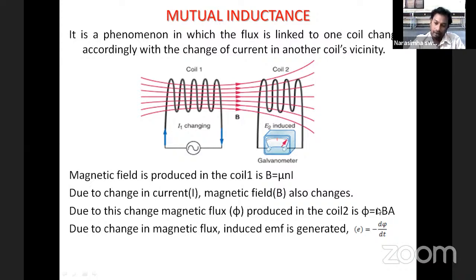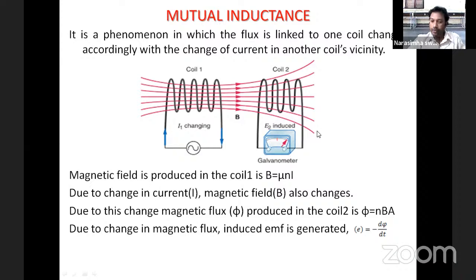So the magnetic field is changing, and due to the change in magnetic flux, induced EMF is generated. This is an expression that we know, Faraday's second law: E is equal to minus d phi by dt. Phi is equal to NBA, and due to the change in NBA, induced EMF is generated, that is minus d phi by dt.